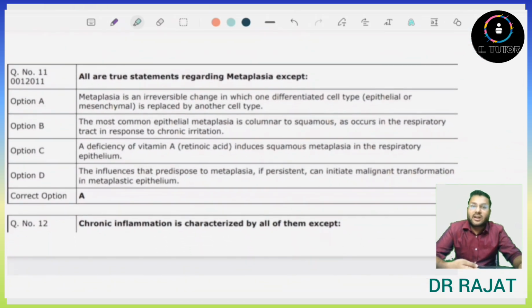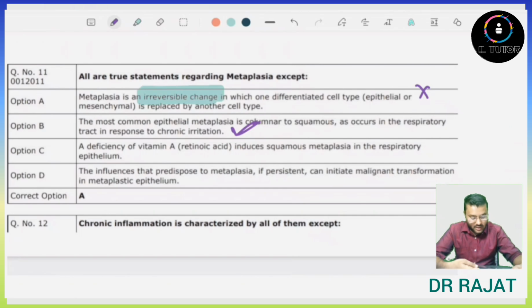All are true statement regarding metaplasia except: metaplasia is irreversible change in which one differentiated cell type is replaced by another cell type. So this is incorrect because irreversible change is given, but we know that metaplasia is the reversible change. So this is false. Now, the most common epithelial metaplasia is columnar to squamous as occurs in the respiratory tract in response to the chronic irritation. This is true.